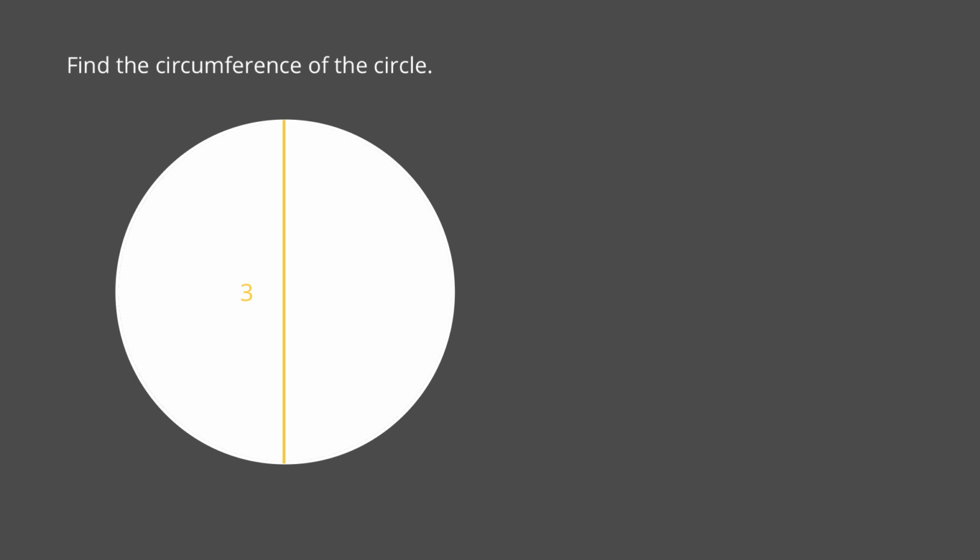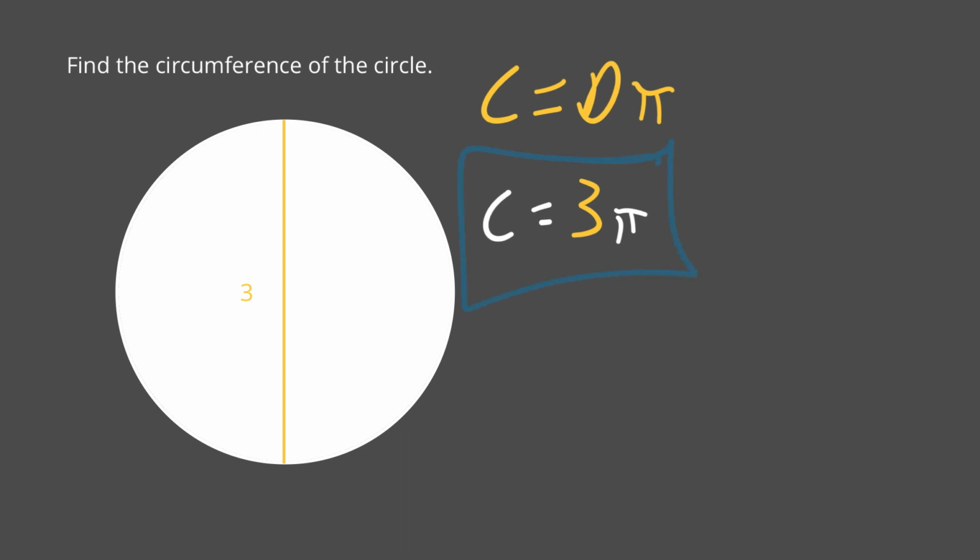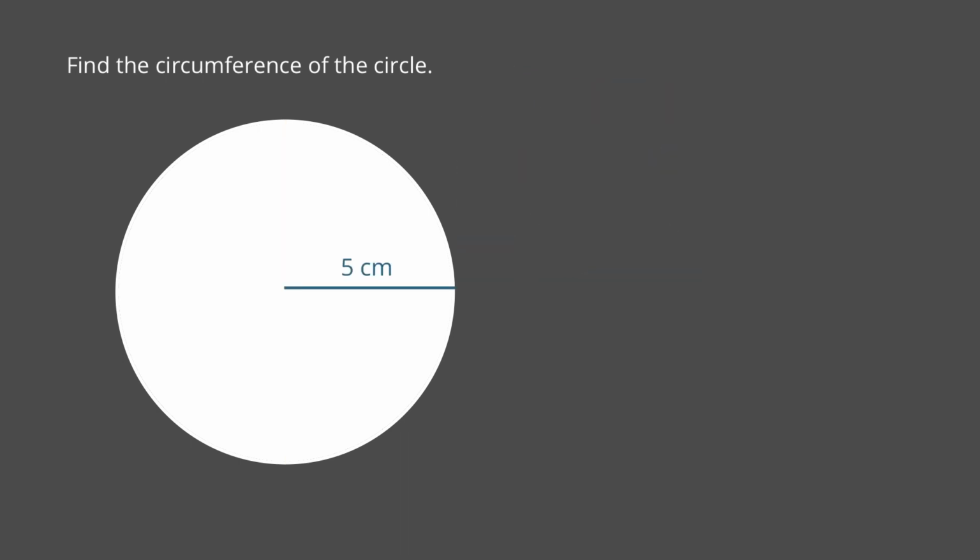All right, they are again asking us to find the circumference of the circle. We know our formula is C, being circumference, is equal to the diameter times pi. And we have a diameter of 3 feet. So we have circumference is equal to 3 pi. And that's our final answer. Pretty straightforward.